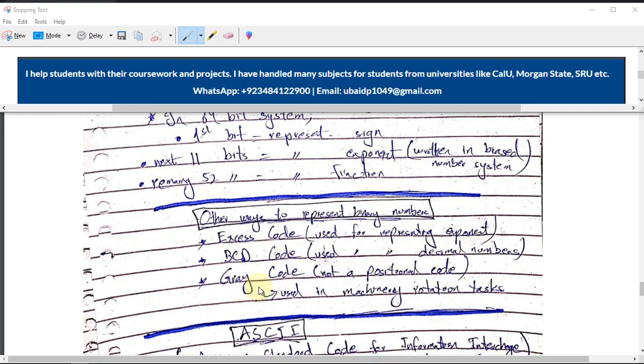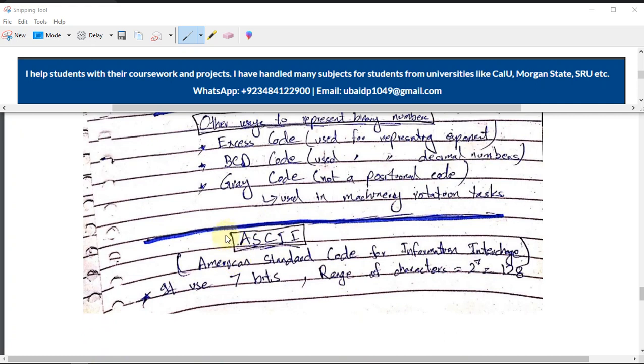The grayscale or the Gray code is a non-positional code. Everything we have seen till now is positional, except for the Roman, which I talked about in an earlier lecture. Just like that, the Gray code is non-positional, and it is used in machinery systems, especially in the rotation tasks of machinery in the disks, right?